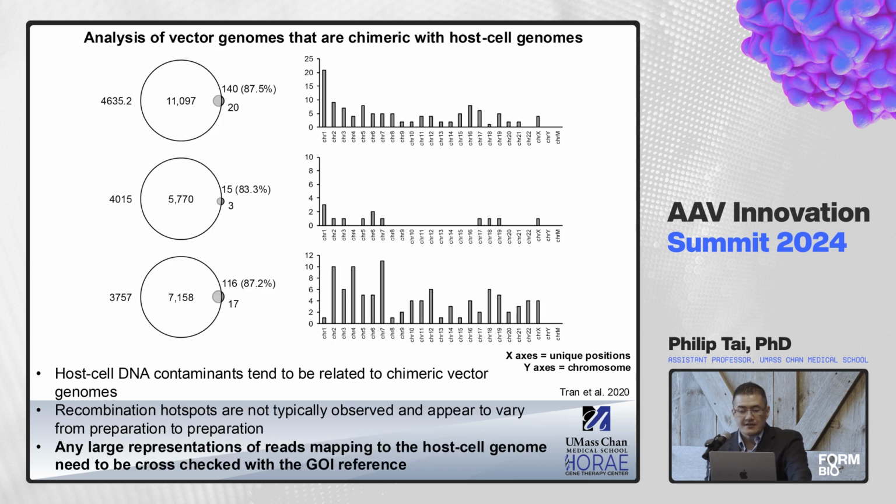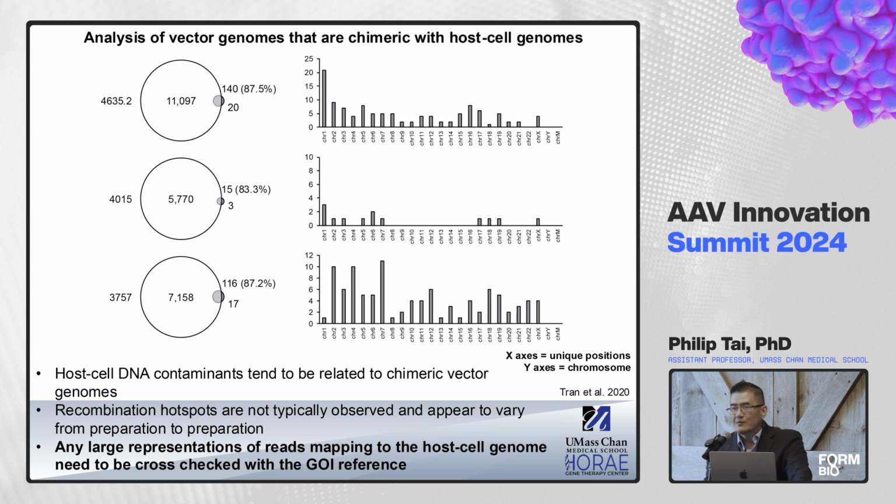The other thing about these chimeric reads is that, as I mentioned before, they are attributed to the majority of the host cell genome contaminants. So I just selected 3 independent libraries where we're showing where these reads are mapping across the human genome.